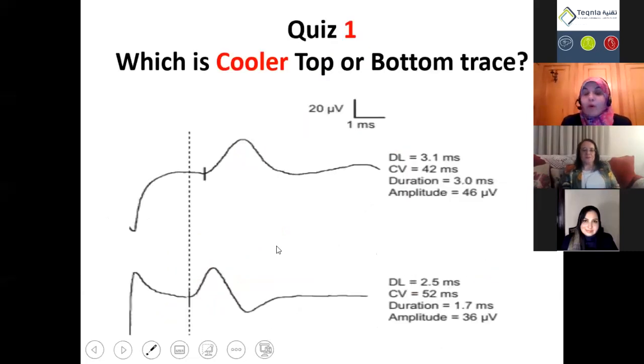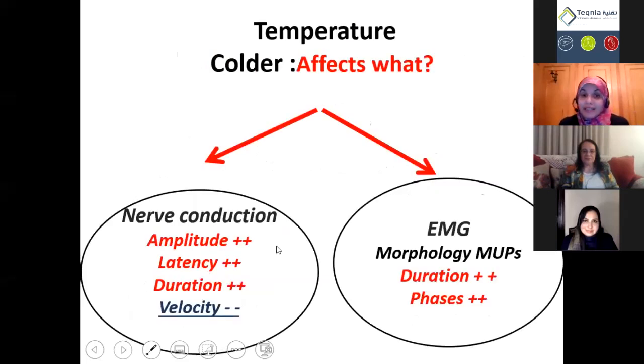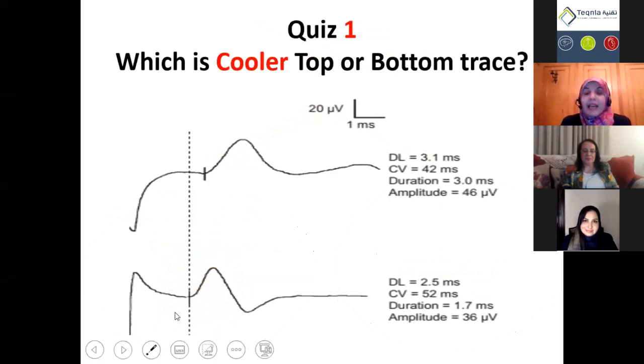This is a small quiz. I hope you can solve it before I say that the velocity, to make it easier here, everything increases except the velocity, okay? This is the only thing that decreases with the temperature. So if we can see this and compare the values here with here, you can see which is the cooler. We said that decreasing the temperature makes everything increase except the velocity. So this is the cooler. The top trace is the cooler one. And you can see how it affects it, from 46 amplitude to 36 amplitude.